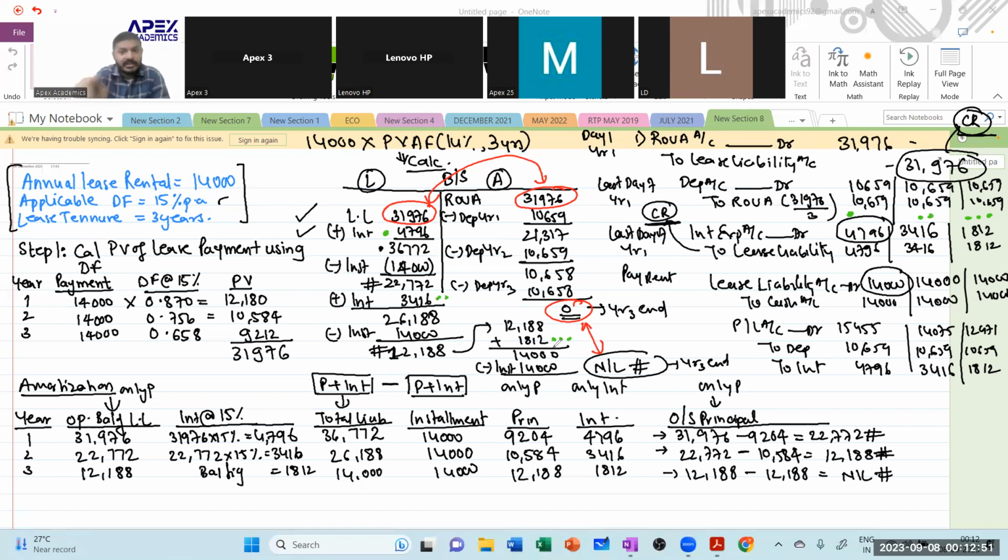I debited the expense. What is the entry? Please read out the entry on the green tick mark. What is the entry? Interest expense account debit to lease liability.